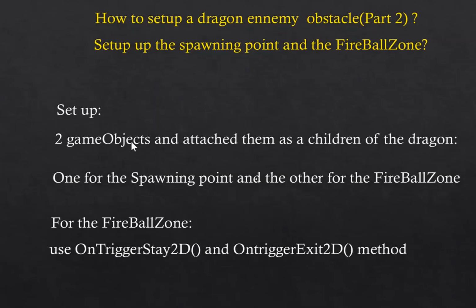Set up two game objects and attach them as the children of the dragon, one for the spawning point and the other one for the fireball zone. For the fireball zone, use the onTriggerStay2D and onTriggerExit2D methods.